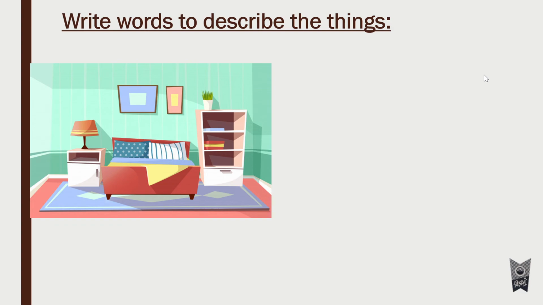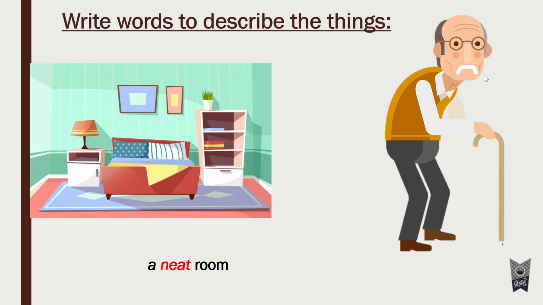So which words are describing the naming word? Those words are called the describing words. So let's look. A neat room. Right? So neat is the describing word. Okay. Now look at this picture.